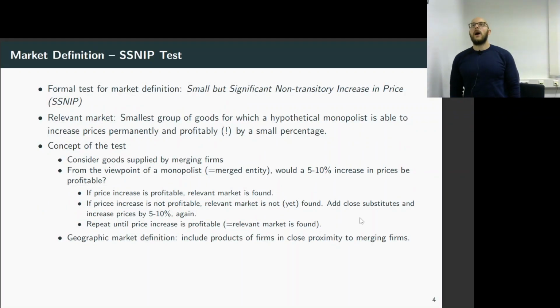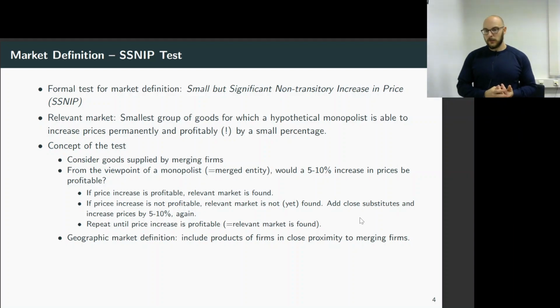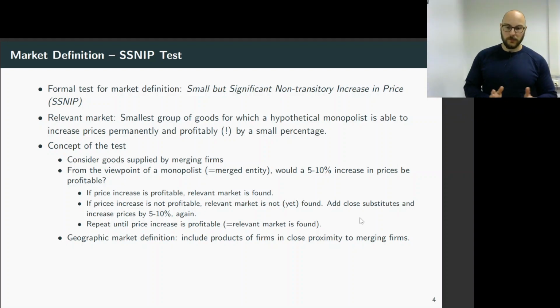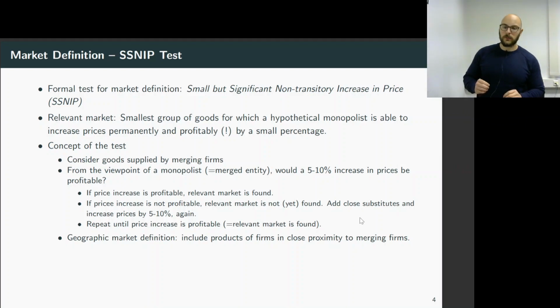Okay, so now how can we define a relevant market? There are several ideas and concepts that are available, and we will look at some of them, not all. That would go too far beyond the scope of this lecture. But I think the most central idea is the SSNIP test, which basically stands for small but significant non-transitory increase in price. And it's basically a formal test of market definition based on a very simple and intuitive idea. This idea is that we want to find the smallest group of goods for which a hypothetical monopolist is able to increase prices permanently and profitably by a small percentage.